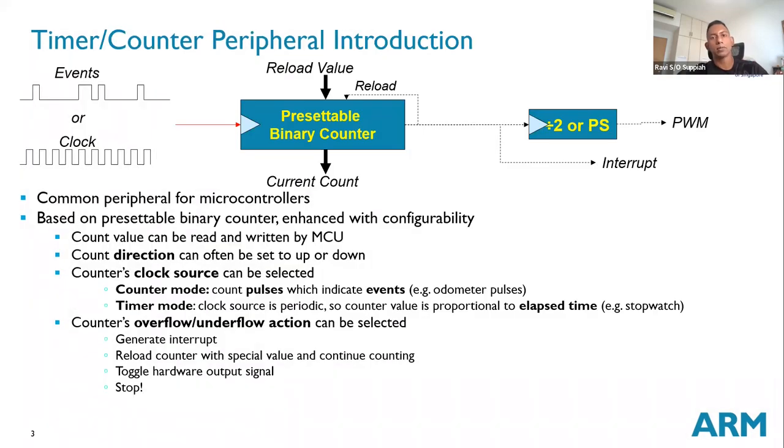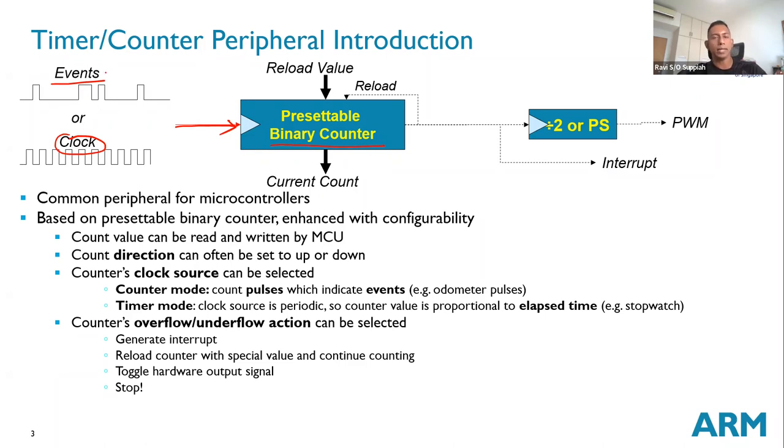In terms of the timer block, a general idea is that it is a counter that will count whenever it receives a clock. There are two types of triggers: one is a periodic clock, and the other is events. A periodic clock is used when you are using the internal clock or an external clock to just keep the counter running at a fixed interval.